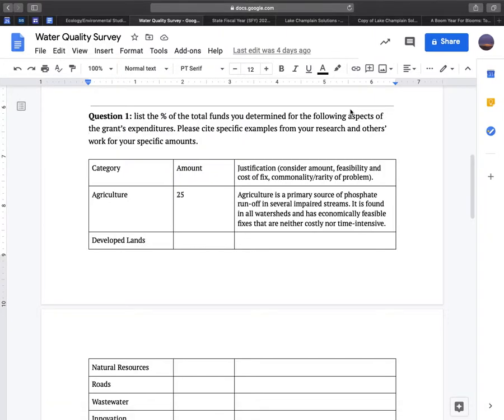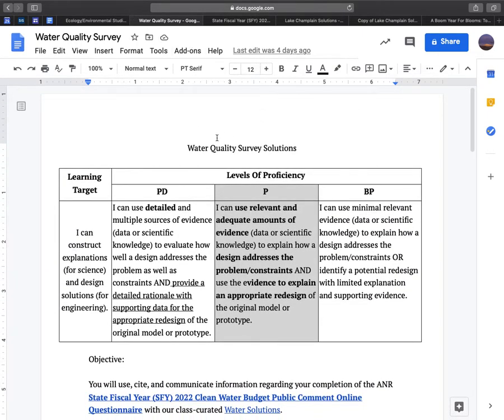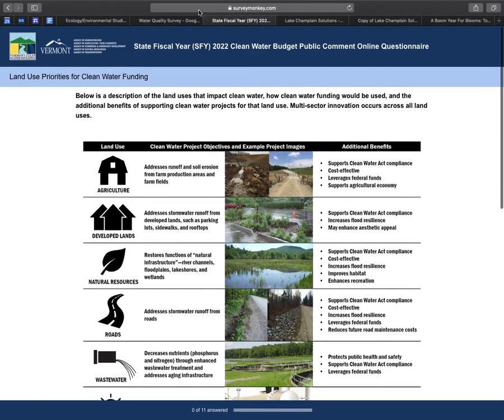I'm going to be going over today how to start conducting your water quality survey for the Agency of Natural Resources. You're going to want to open your water quality survey solutions assignment via Schoology. And a couple things that you need to know. You want to be able to open this link, which takes you to the actual survey.